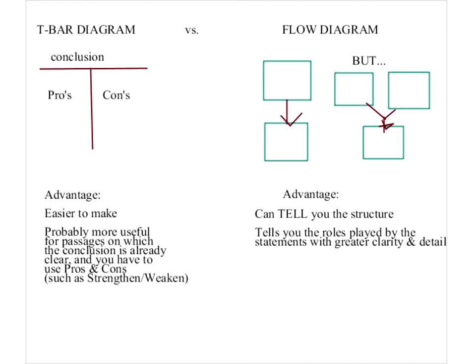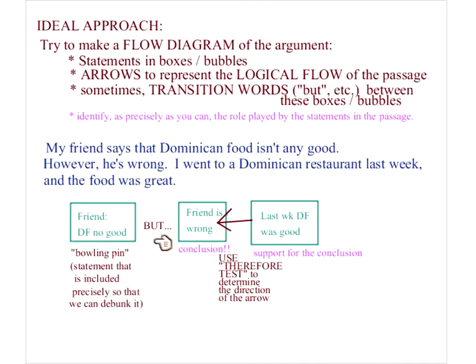Okay, so back to the matter at hand here. This is what a flow diagram looks like, and from that flow diagram, this is a claim to be countered. This is my conclusion, and this is supporting evidence for that conclusion. All right, so once you do that, you can predict the role played by the statements in the passage. Smiley face if this makes sense.